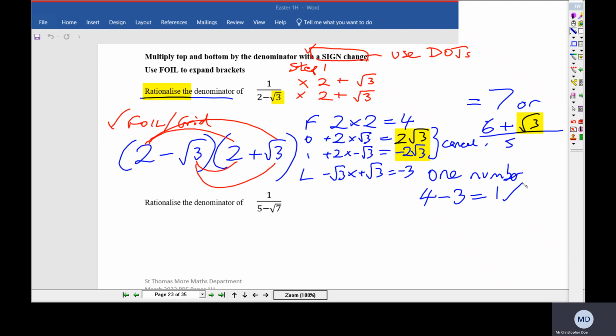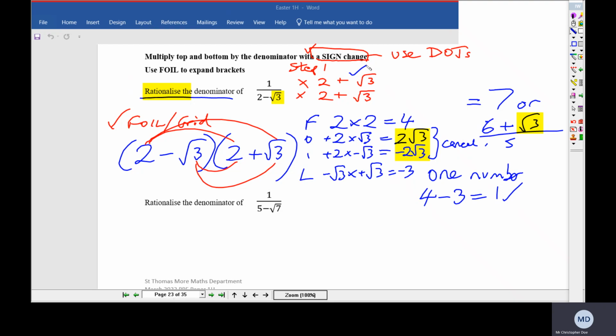Sorry? What was the first? First tick was for doing that. For multiplying by the right thing and for writing it down. So, sorry, first tick was for multiplying by 2 root 3, but you changed the sign. It was a minus, now make it a plus. 1 mark for that. 1 mark for doing FOIL correctly.